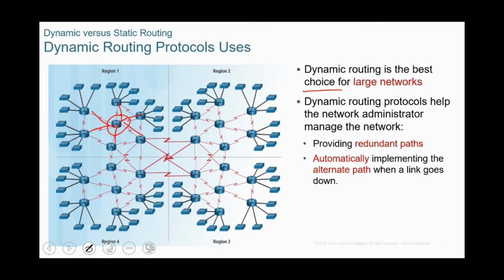It's the best choice when you have large networks. Okay, so the dynamic routing protocols help the network administrator to manage the network. This dynamic routing protocol will provide a redundant path. And the good thing is that it will automatically implement the alternate path when a link goes down. So let's say this one has a breakdown and failure, it will automatically route from this router to here, okay, or to here, and reach the destination. So that is a good thing about the dynamic routing protocols.